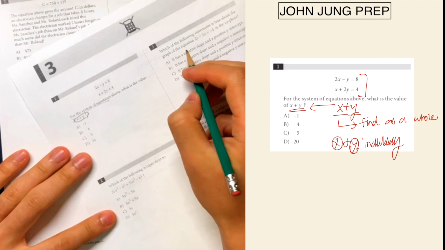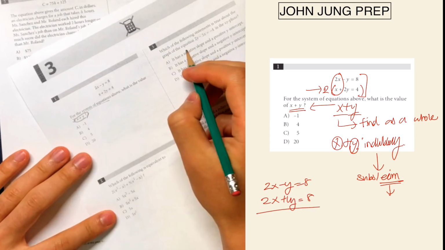How I found them individually was you can do that through either substitution or elimination. But I prefer elimination, so I did elimination in this case. So I did 2x minus y is equal to 8, and x plus 2y is 4. I'm going to multiply the bottom equation by 2 so that the x's are matching up, which will allow me to cancel out the x's. So if you multiply the bottom by 2, you get 2x plus 4y is equal to 8.